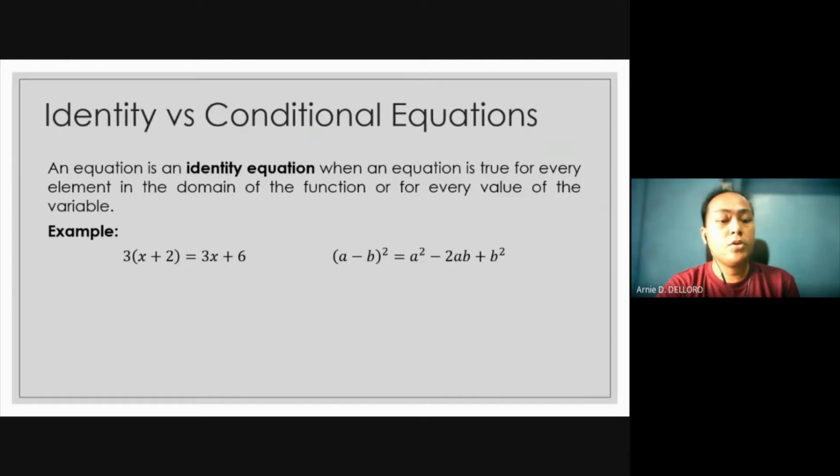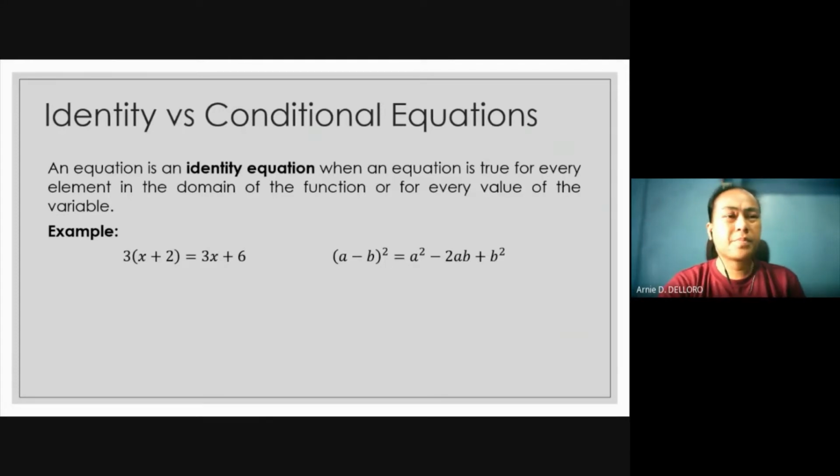Okay? Also, for multiplication, or if the operation is multiplication, the identity element is 1. Okay? Because any number multiplied by 1 does not change. The value is still the same. Say, for example, 2 times 1 is still 2. 3 times 1 is still 3. Okay? So the identity element, if the operation is addition, is 0. And for multiplication, the identity element is 1.